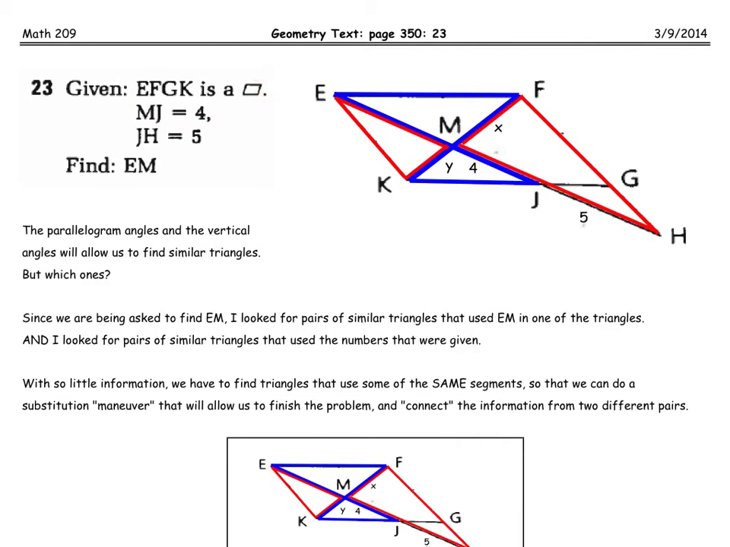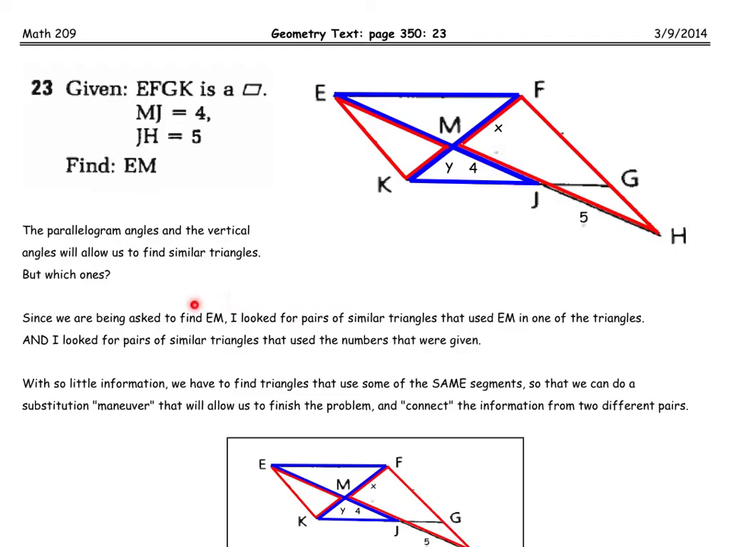EFGK is a parallelogram. That's going to give us parallelogram angles. And with vertical angles, we're able to set up similar triangles. We have to find similar triangles that use the information we're given, and there's not very much of it. MJ equals 4, JH equals 5. So the question is, which triangles and how many?